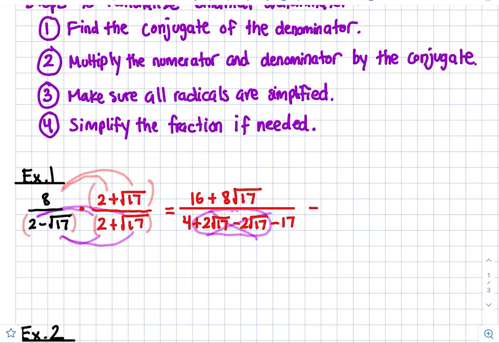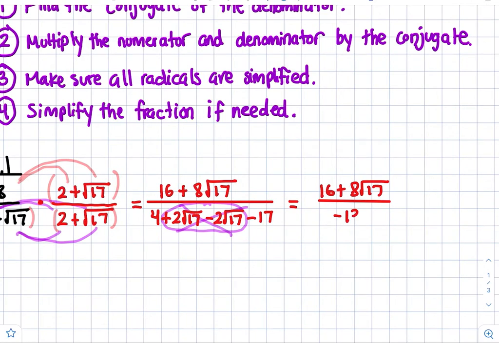So all we have left is, we can't simplify the top, so 16 plus 8 rad 17 all over 4 minus 17, which is negative 13. For your final answer, you can just put the negative on the side: negative 16 plus 8 rad 17 all over 13. So your answer could look like that, or you could just leave it like that as well.